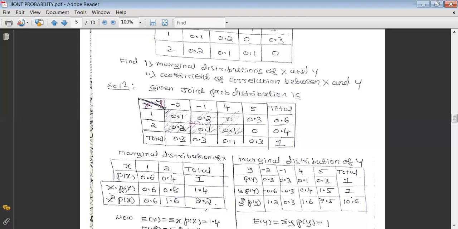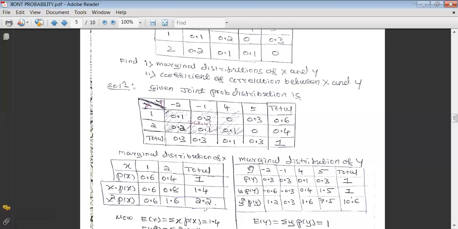First, let us calculate x into p of x. X is here, p of x is here. Once you take the product, 1 into 0.6 is 0.6, 2 into 0.4 is 0.8, and the total results in 1.4. Now if I take x square into p of x, already x into p of x is there. If you multiply once again by x, it will give x square into p of x: 1 into 0.6 is 0.6 and 2 into 0.8 is 1.6, and their total results in 2.2. This is all about the marginal distribution of x and the calculation with respect to it which is required further.